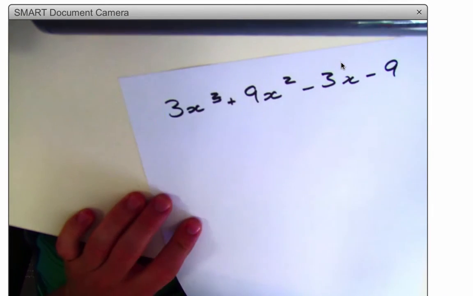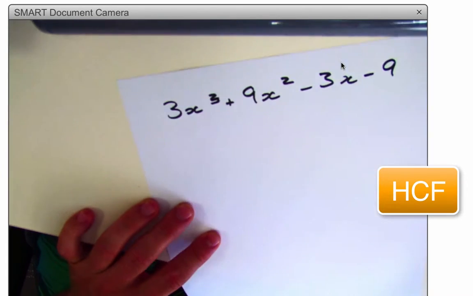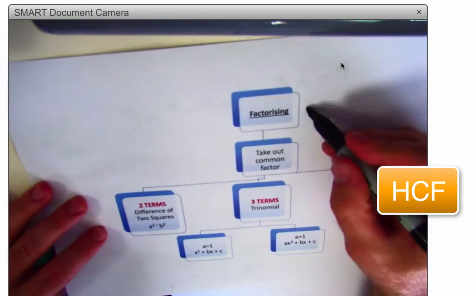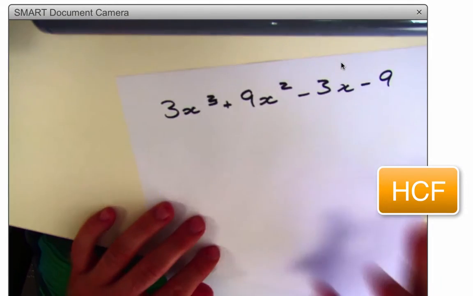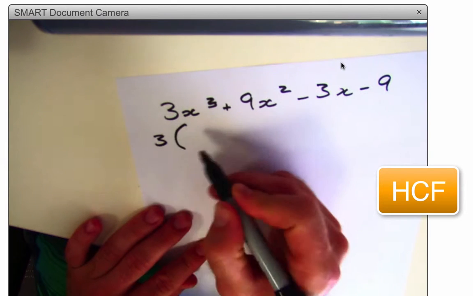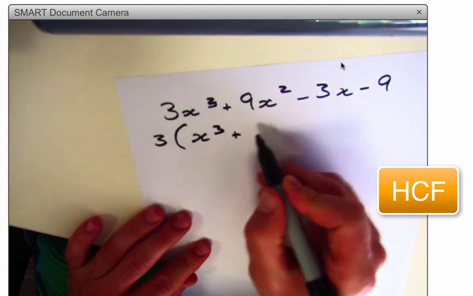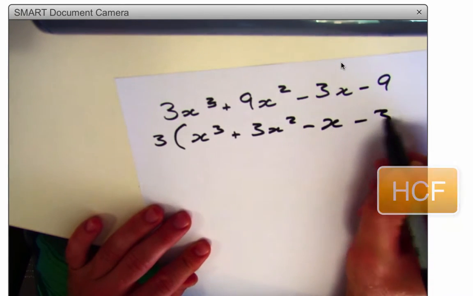Terms. Here we go. First things first, you know it. Take out the common factor. I'm just going to flip over this little diagram here. First thing, take out common factor. We have 4 terms. So, common factor is 3 outside of x cubed plus 3x squared minus x minus 3.